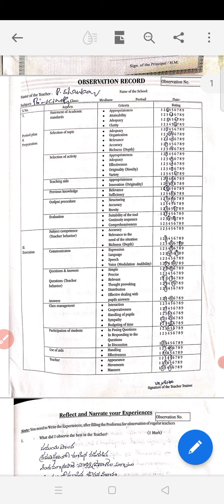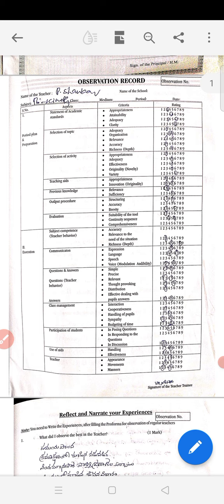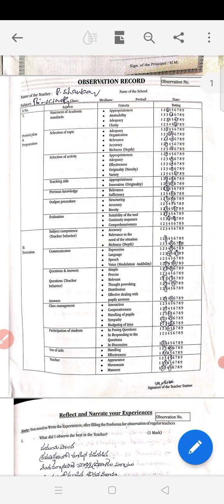Next, output procedure. Output procedure means after writing a period plan, what procedure is there? Whether structuring is there or not for that period plan, whether a particular structure is there or not. In that procedure, whether accuracy is there or not. And brevity means whether that procedure is useful to teach effectively in the classroom or not. By concentrating on these areas, you are going to give a rating for each one: for structuring, for accuracy, for brevity, for each and every one. You are going to give a rating depending upon your interest.